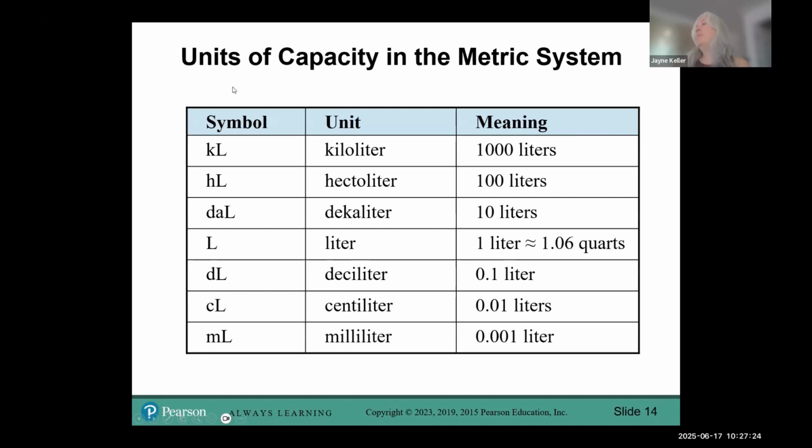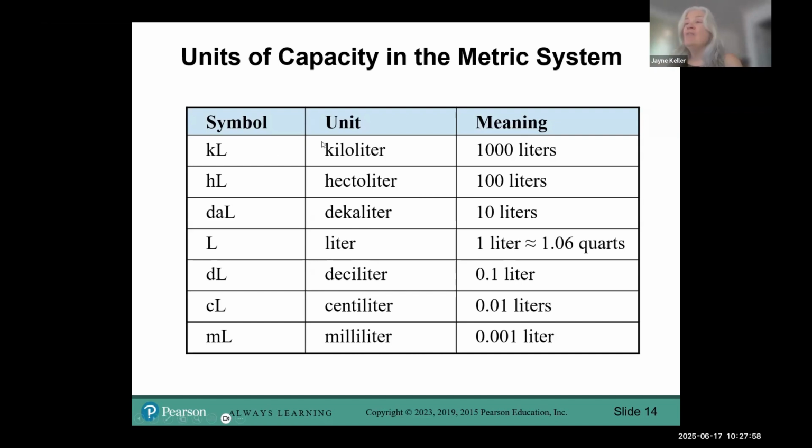So how do we measure capacity, or the amount of liquid something can hold in the metric system? Our base unit is the liter, and you've probably seen that soda and other juices and drinks are sold usually in liter or 2-liter quantities. A liter is about 1.06 quarts, so your 2-liter is basically a half gallon. It's kind of interesting that they sell milk by the gallon and the quart and the pint, but they sell a lot of other beverages by the liter.